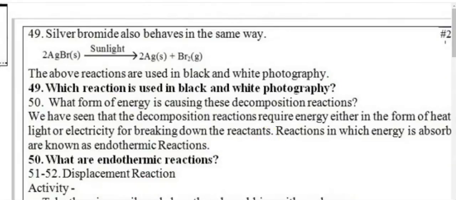We move to now 49. Silver bromide also behaves in the same way. Silver bromide breaks down in sunlight, giving you silver and bromine. Remember students, silver bromide is yellow in color. So you may like to remember that silver bromide is yellow in color and silver chloride is white.